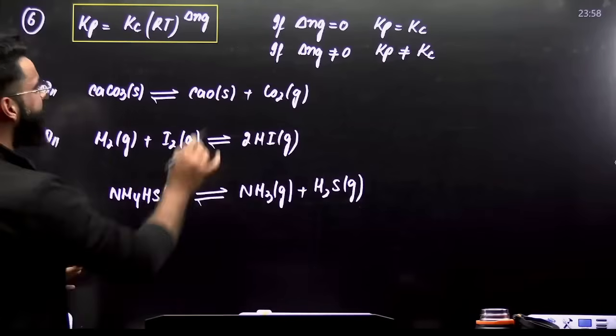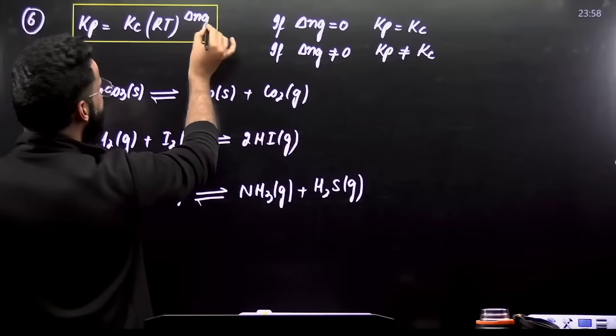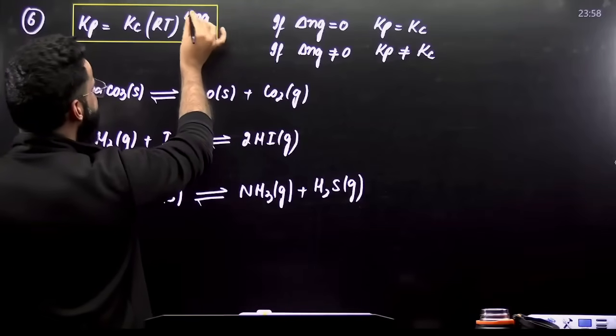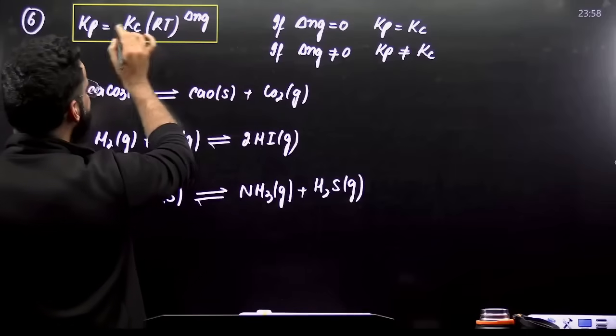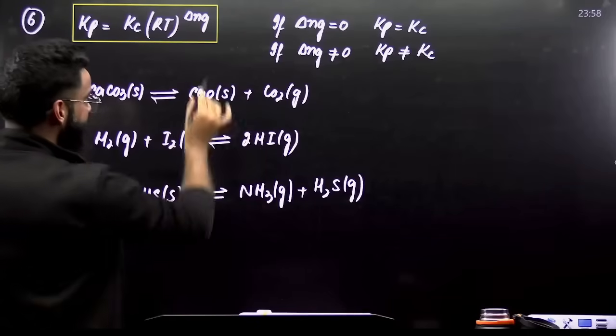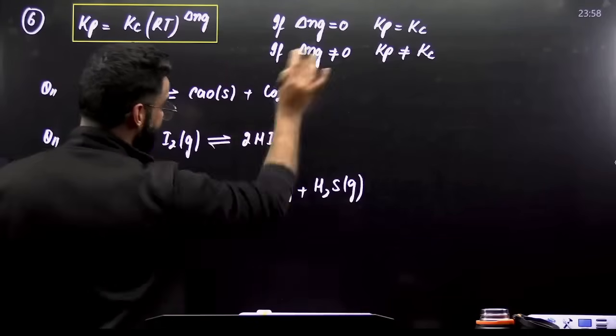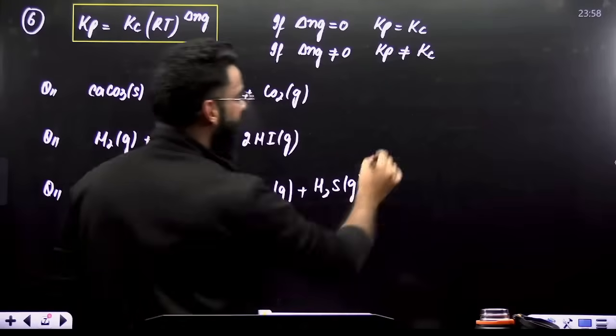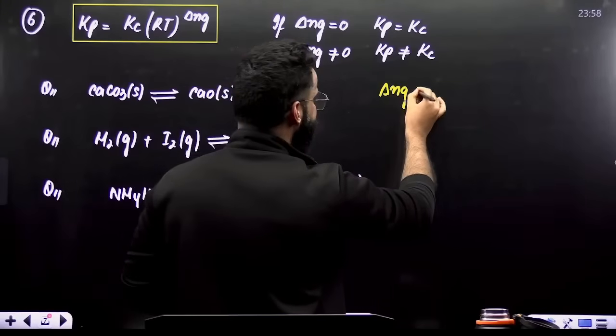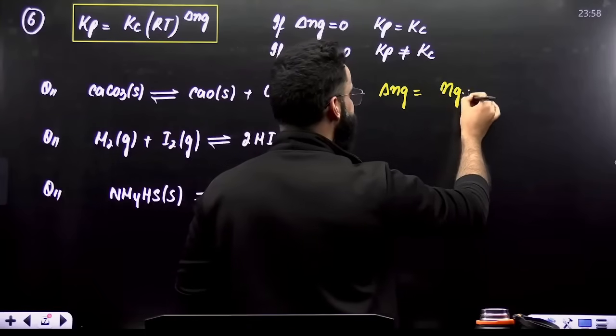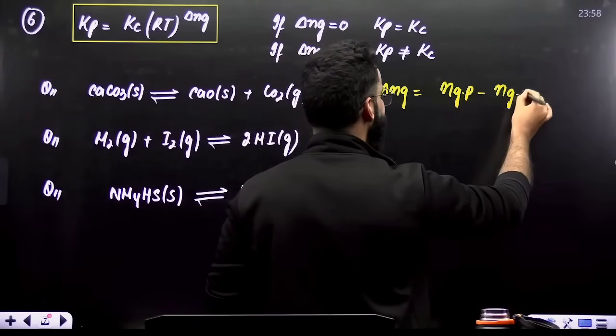Just remember one thing. Whenever delta Ng for the reaction is 0, anything raised to 0 is 1, then I would say Kp, Kc are equal. If delta Ng is non-zero, that means Kp and Kc won't be equal. Now the point is, how do we calculate delta Ng? Delta Ng is nothing but the number of moles of gaseous products minus number of moles of gaseous reactants.